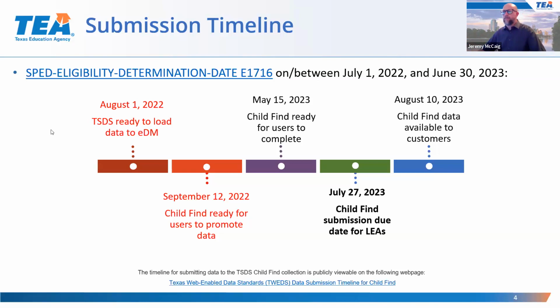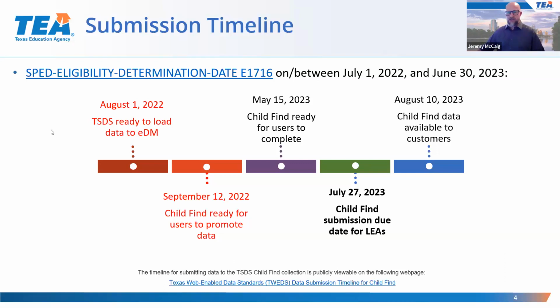Sometimes there are little unexpected tricky things that might come out of the intersection between your student information system that your district uses, possibly your third-party systems where you're tracking things like evaluation and ARDs and IEPs, and ultimately the TSDS and PIM system. May 15th, which is coming up, we will be able to start completing your Child Find data. And so you'll be wanting to take a look at that soon. And then the deadline in the summer will be July 27th, 2023.